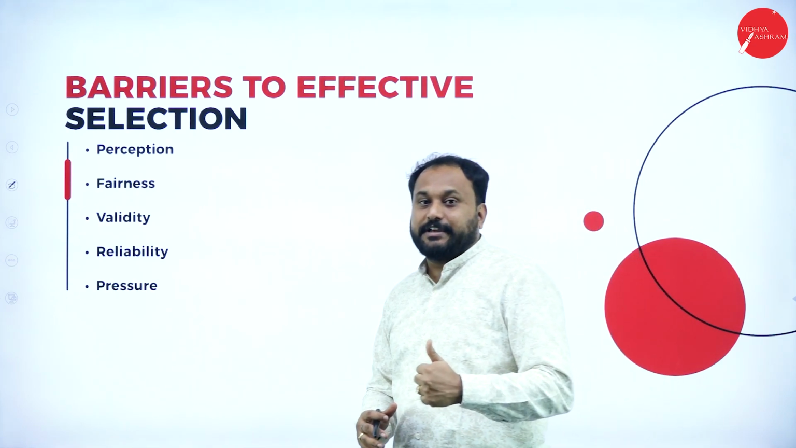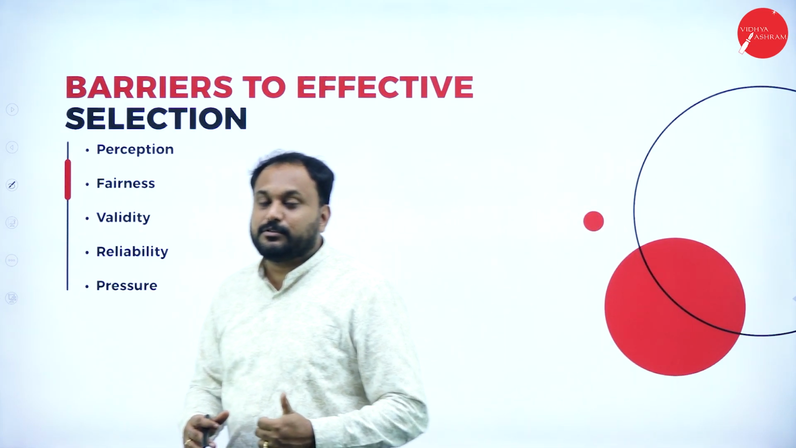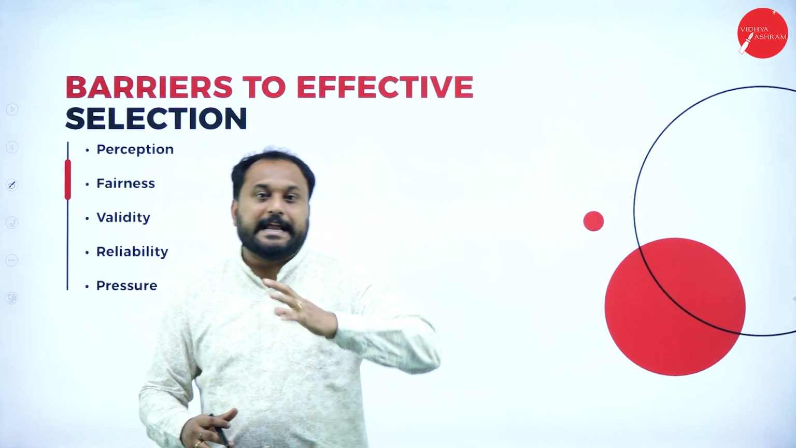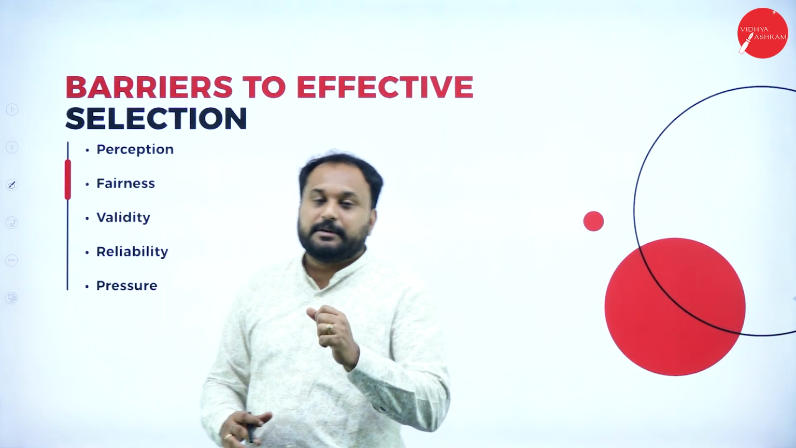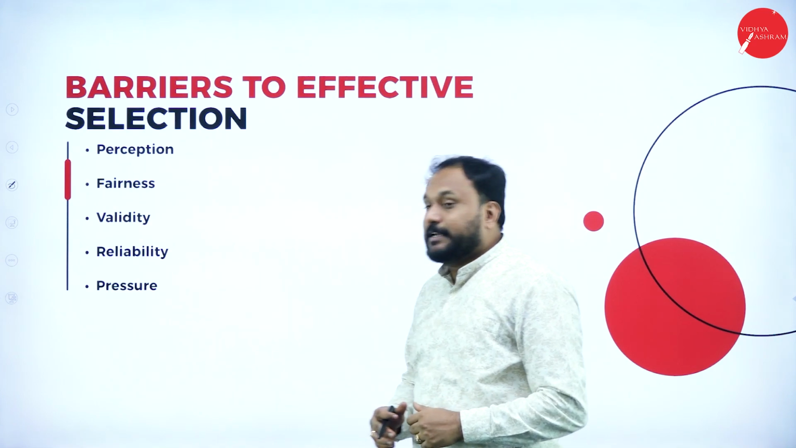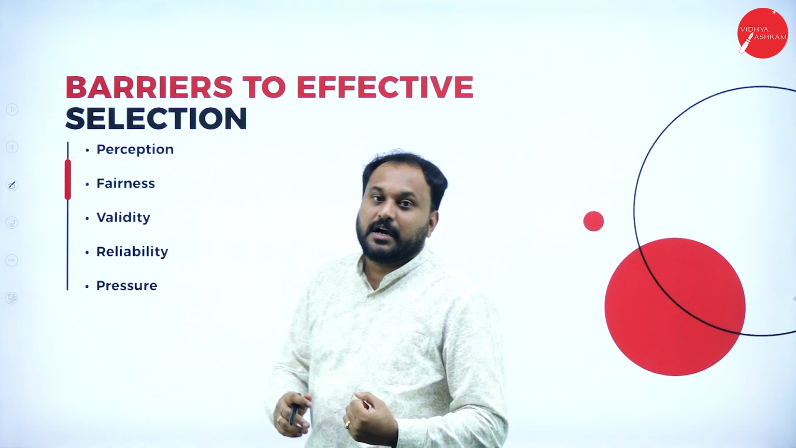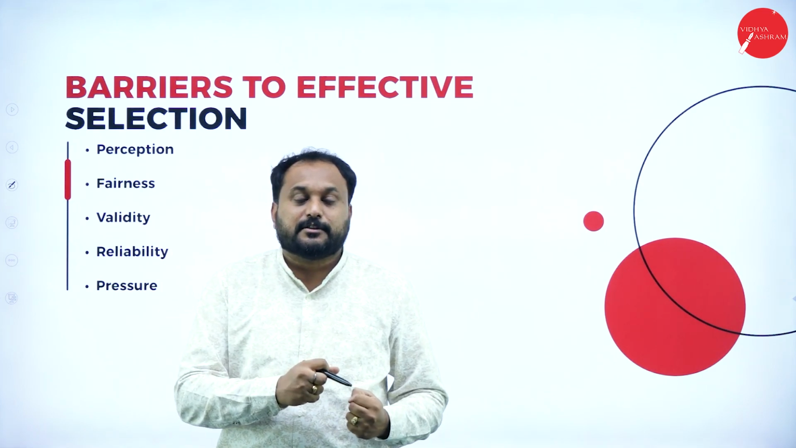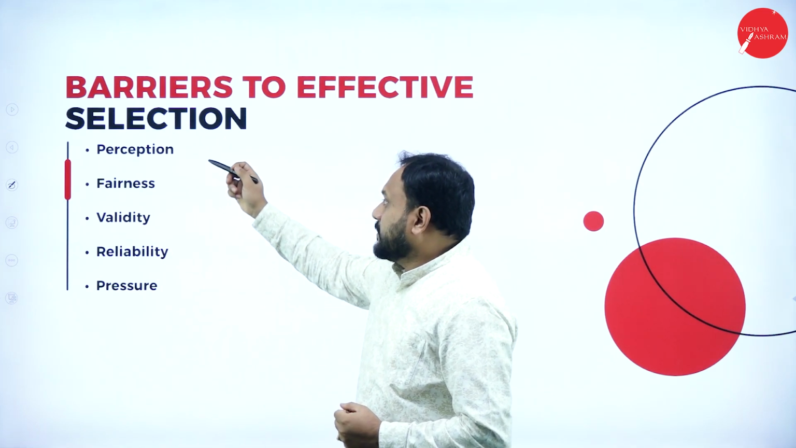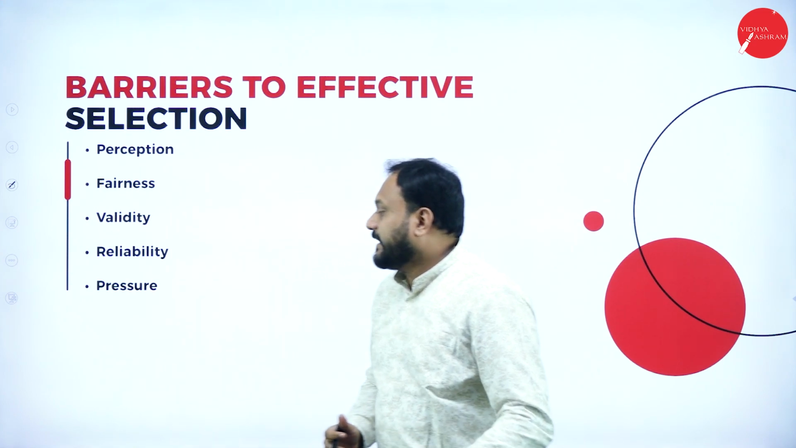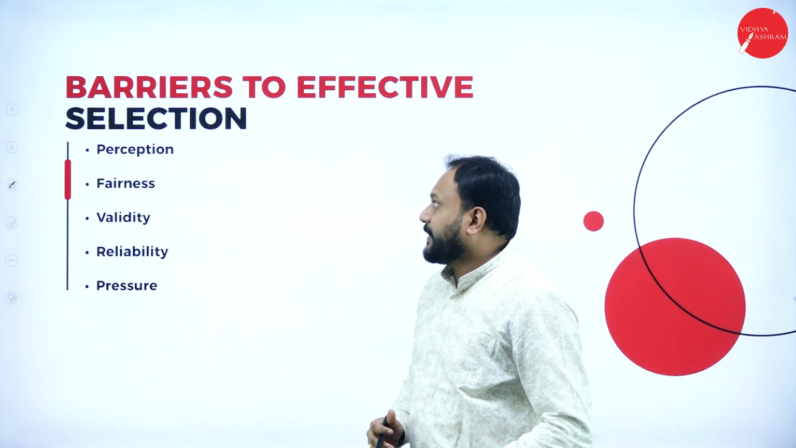Validity. Validity is very important in selection. If you don't go for validity, the entire process of selection will be a toss. Reliability, and the last one is pressure. Now, what type of pressure? How well you have selected? These are the barriers: perception, fairness, validity, reliability, and pressure.